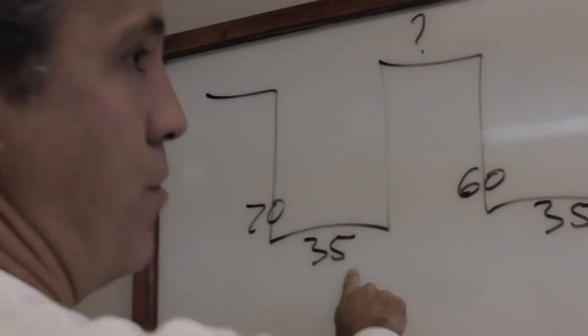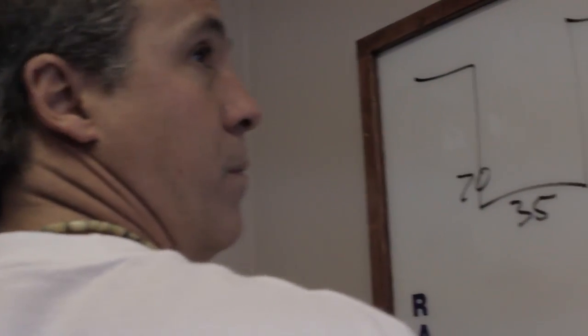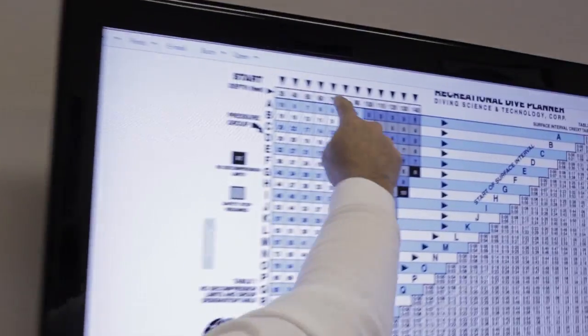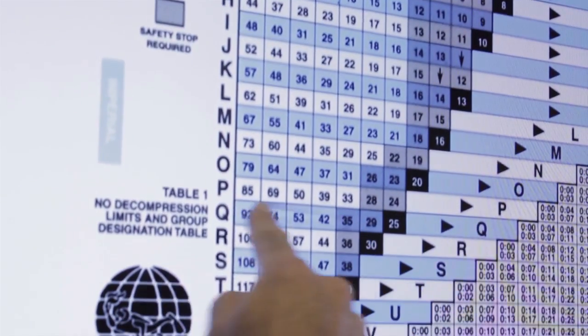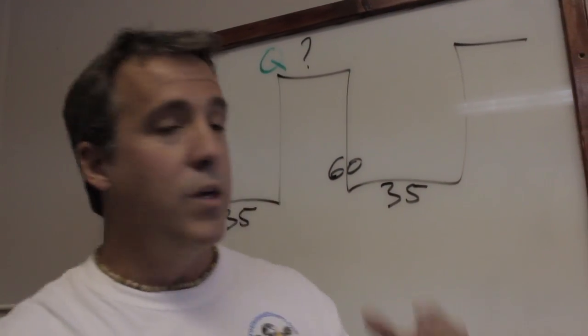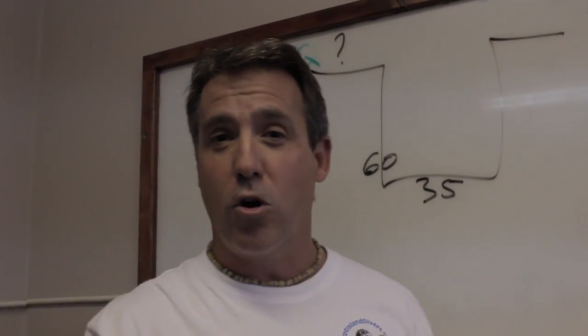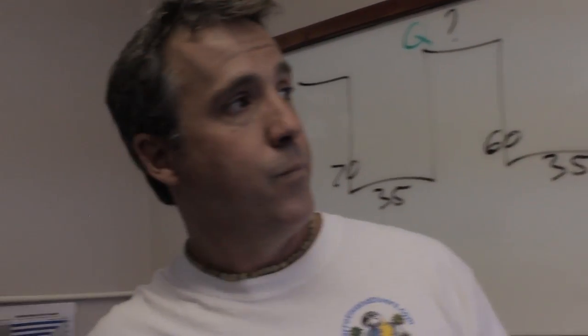70 feet for 35 minutes gives us a pressure group of Q. So I'm going to write down Q here. Now forget about Q. You're in pressure group Q. You know you can't make the next dive, but we're going to flip our card over to the back side.